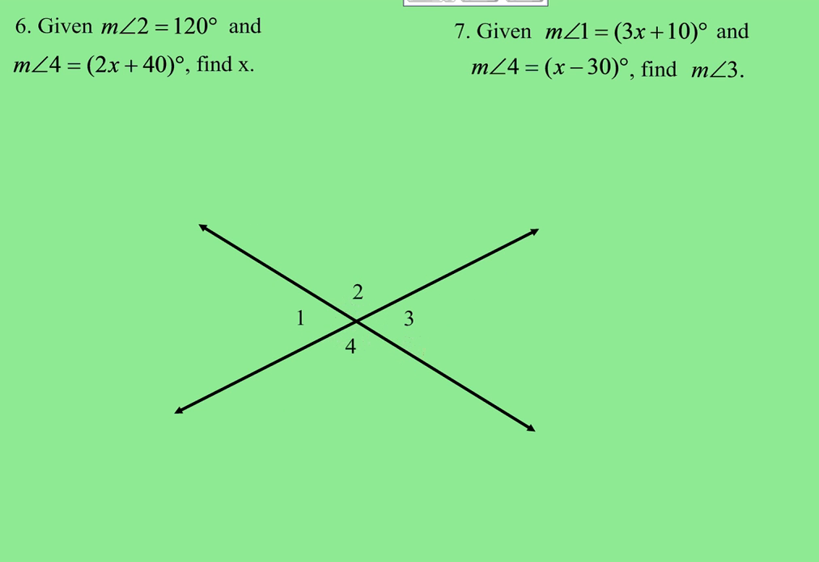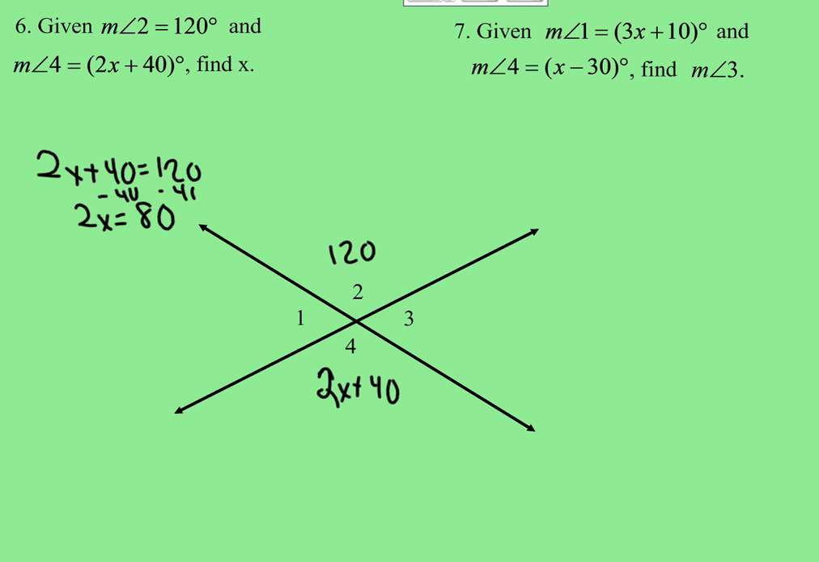There you go. So angle 2, they say, is 120 degrees. So angle 4 is 2x plus 40. Figure out what x is. Well, take a look. These two are vertical. So a little solving indicates that you get that. Subtract 40, divide by 2. So x is going to be equal to 40.